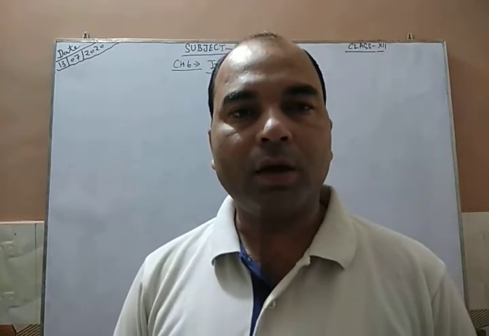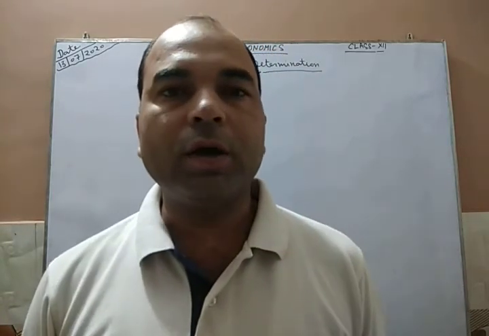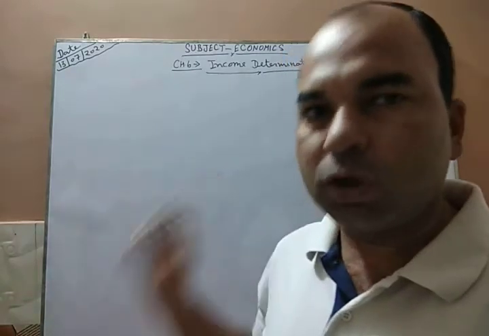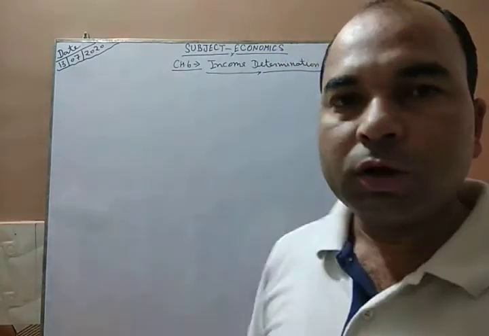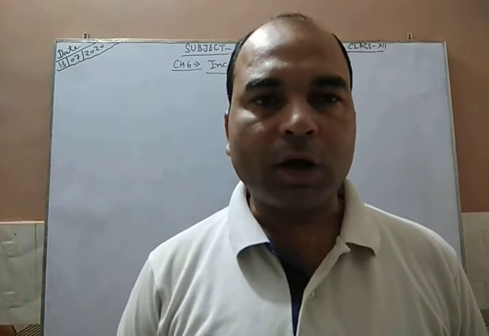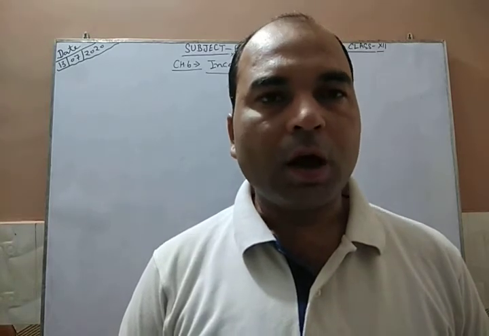And I have already said that Keynes wrote a famous book, The General Theory of Employment, Interest and Money, in 1936, which is related to this chapter, income determination. So, without consuming more of your time, I will start. But before starting the new topic, I want to explain some previous topics related to this chapter.